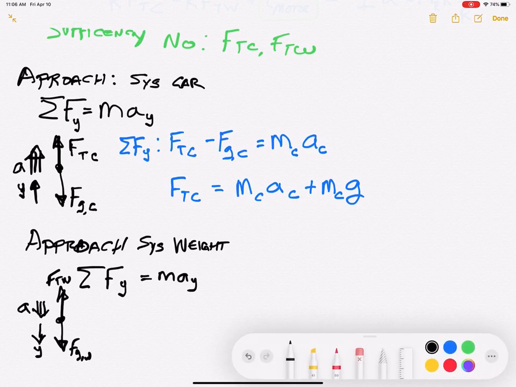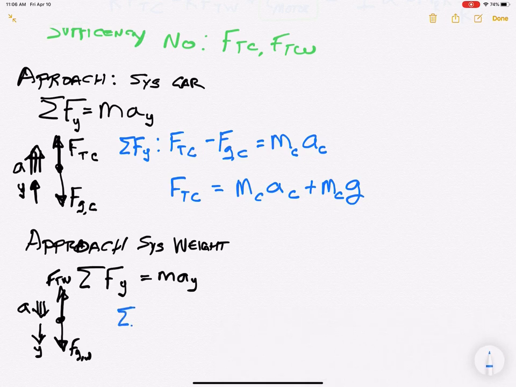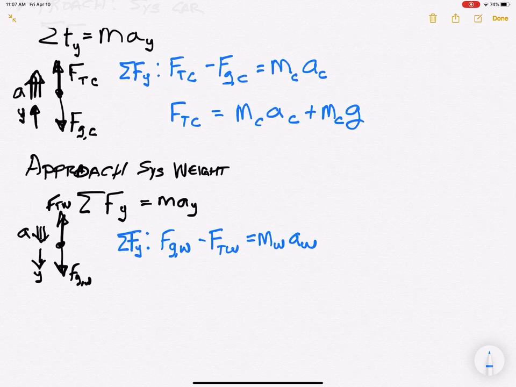And so let's return to our blue pen. And we're going to sum our forces, technically in the y direction. Now I get the force of gravity of the weight in the positive direction minus the force of tension in the weight. And that's going to equal the mass of the weights and their acceleration. We came in here to find the force on the weights. So that's going to allow us to do some swapping.